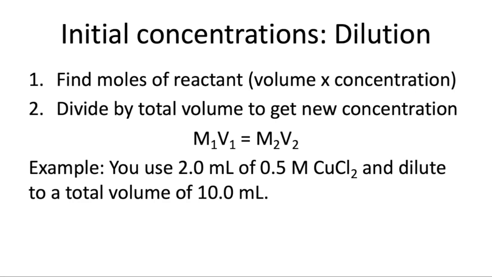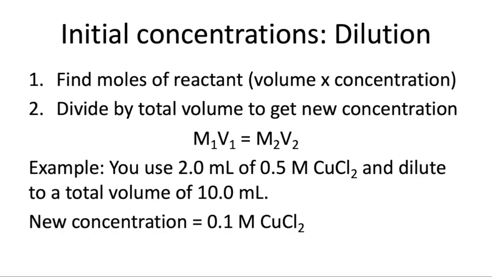So for the calculations, the first thing that you'll be asked to do is find initial concentrations of reactants. And this is simply a dilution calculation, M1V1 equals M2V2. For example, if you have 2 milliliters of 0.5 molar CuCl2, and then you dilute it to a total volume of 10 milliliters, you take your 2 times your 0.5 and you divide by 10, and you end up with 0.1 molar for your new concentration.